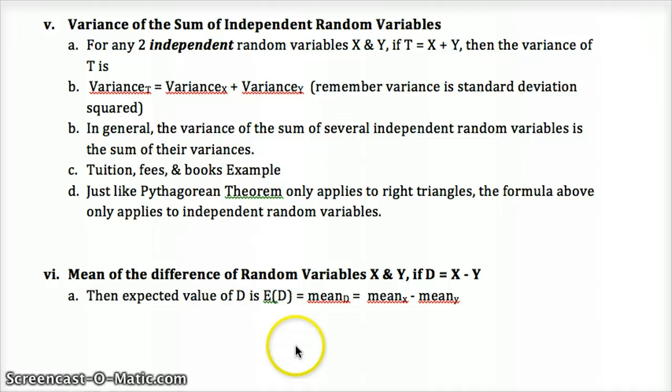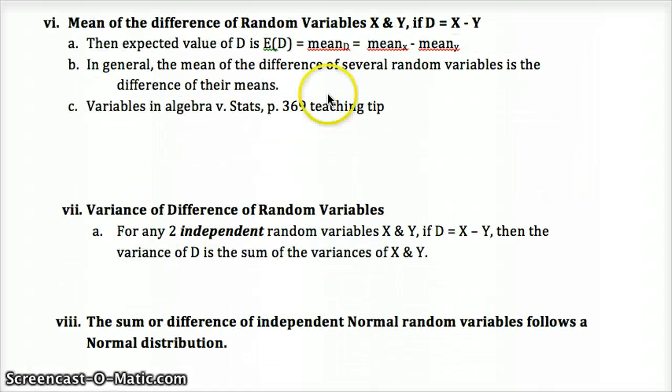The mean of difference of random variables, we subtract the means. So if I'm adding 2 data sets, x and y, I add them. If I'm subtracting, I subtract their means. So the mean of the difference of several random variables is the difference of their means. That just means what we just talked about there. That's what this sentence is trying to say.